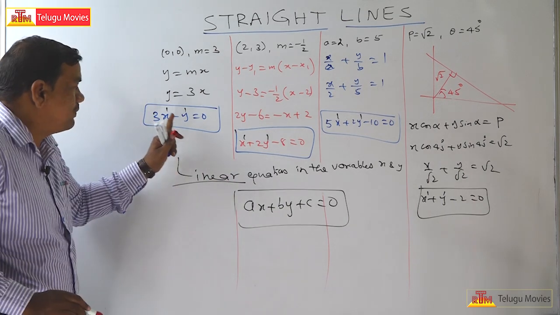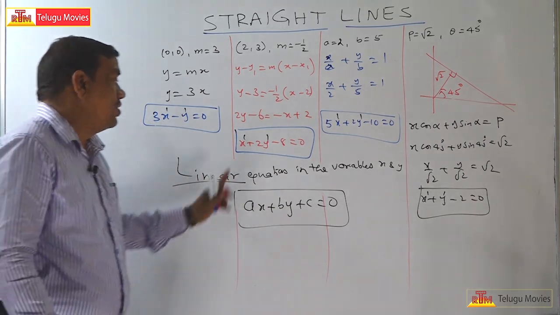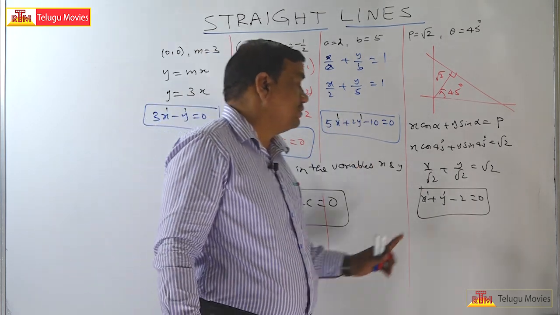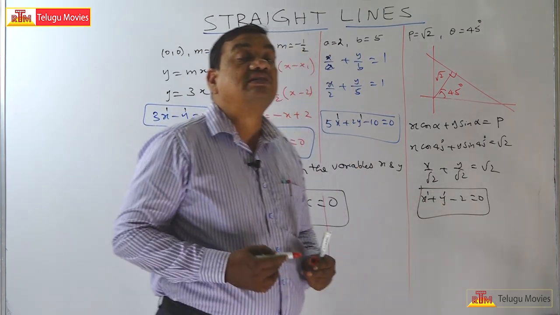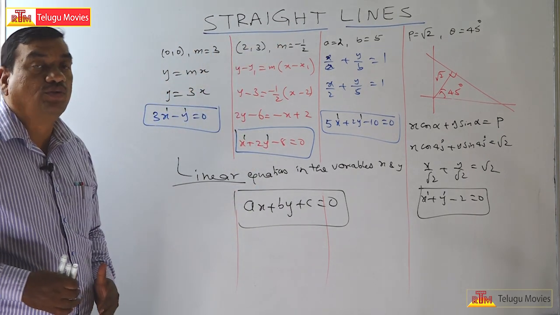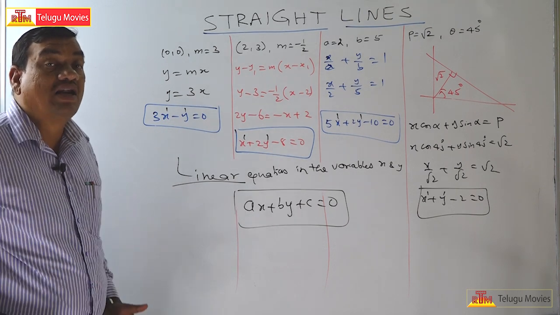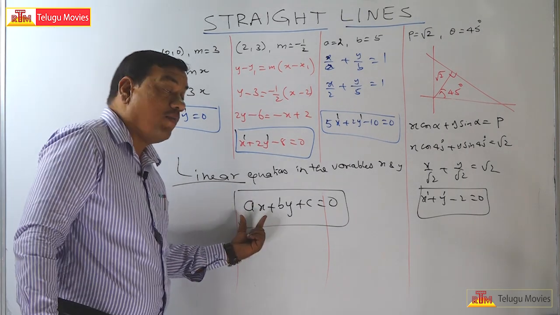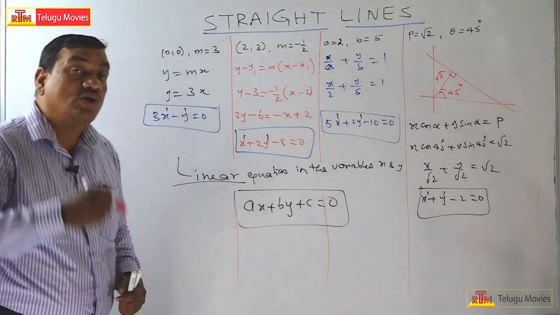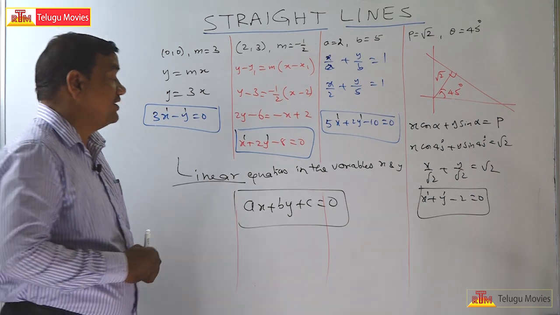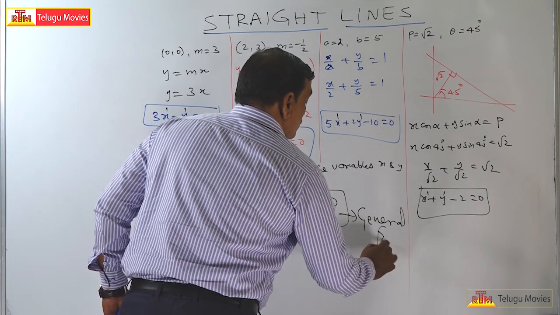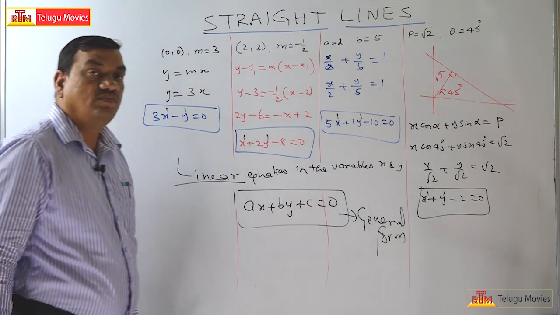See here, ax plus by plus c is equal to 0. Whatever may be the formula you applied, the final output, the equation of the line, is in the form of ax plus by plus c is equal to 0. That's why this form is called general form, the general form of the equation of the line.